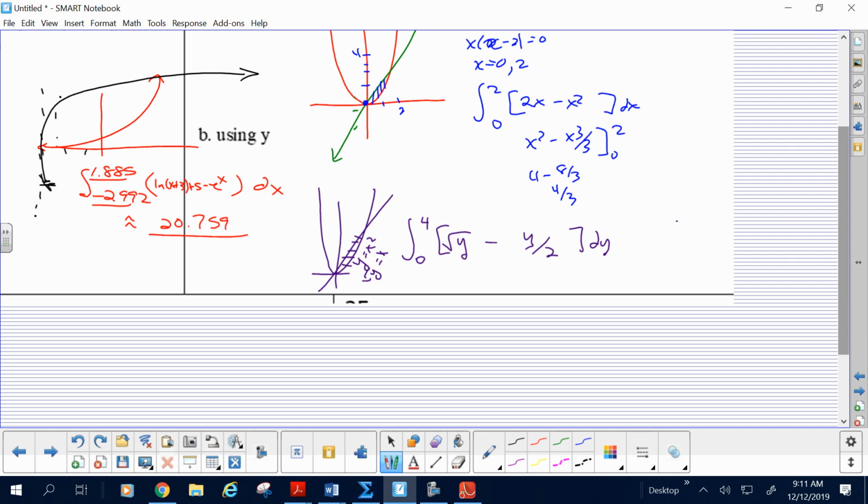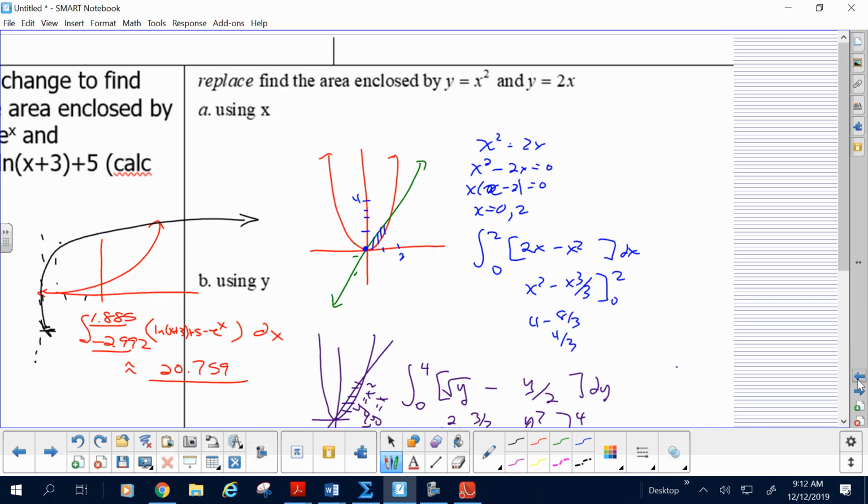Antiderivative of y to the half is 2/3 y to the 3 halves. Antiderivative of y over 2 is y squared over 4. 0 to 4. So I get 2/3 of 4 to the 3 halves minus 16 over 4 minus 0. 4 to the 3 halves is, if I half it first, that's 2, cubed it, that's 8, times 2 is 16 thirds, minus 4 is 12/3, and therefore, there's 4/3 either way. Cool? I think that was all the replacements.